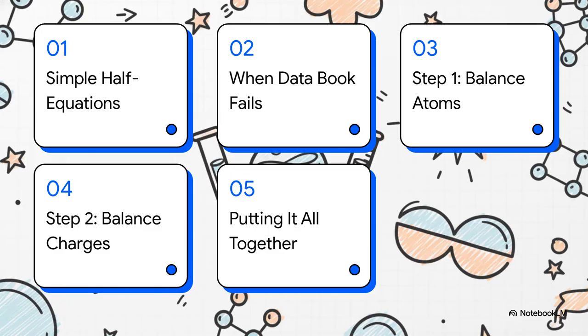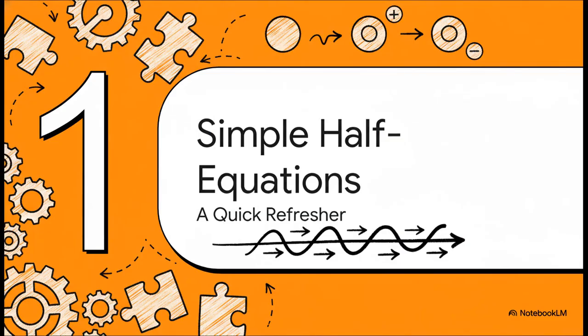So here's our game plan for today. We're going to start with a quick refresher on the easy stuff, simple half equations. Then we'll dive headfirst into the real exam challenge. We'll break down a two-step method, first balancing atoms, then balancing charges. And finally, we'll put the whole thing together. Let's go. Okay, Section 1, the simple half equation.